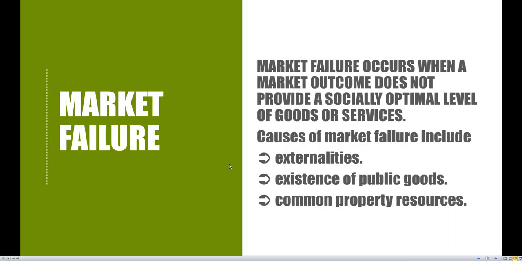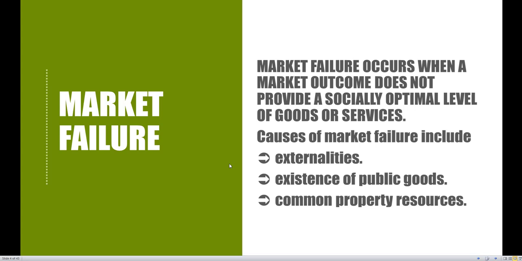So first, let's go ahead and take a look at, in general, what a market failure is going to be. A market failure occurs when a market outcome does not provide a socially optimum level of goods or services. So essentially, something is preventing us from reaching that intersection point of supply and demand. We will never be able to reach that intersection. Basically, we are never going to be efficient. We cannot achieve our equilibrium anytime there's going to be a market failure.